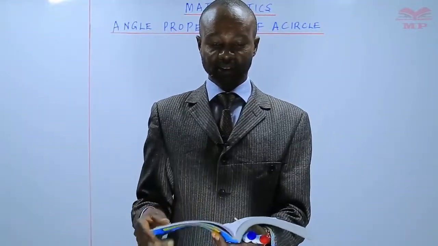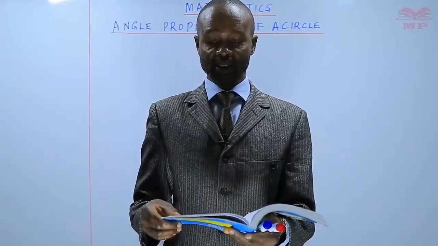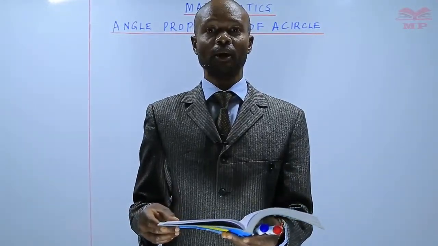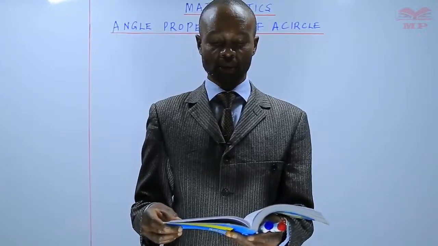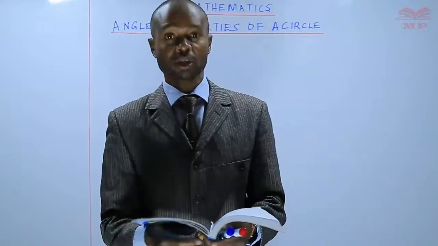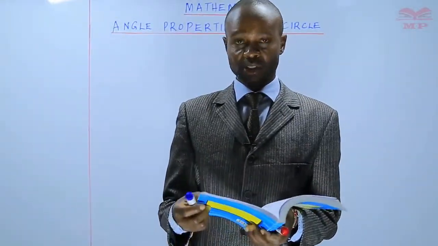I read question 4. In the figure below, O is the center of the circle. Show that the reflex angle POR is twice angle PQR. So I write the question on the board, then I will solve it.